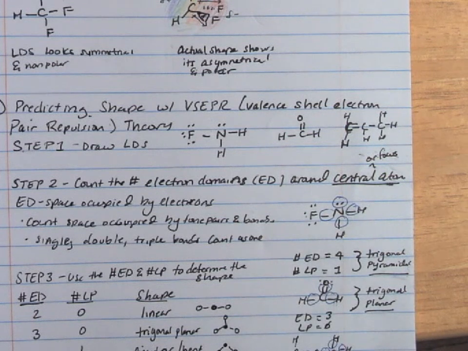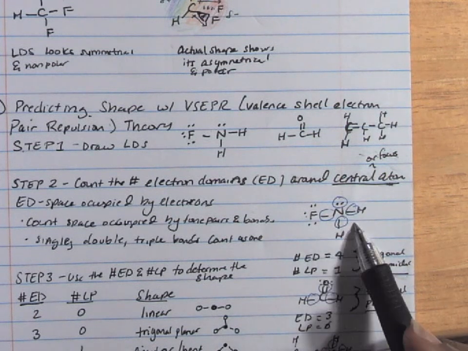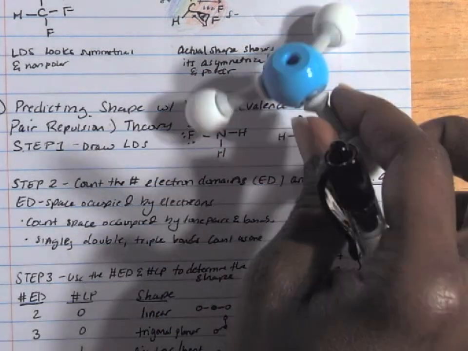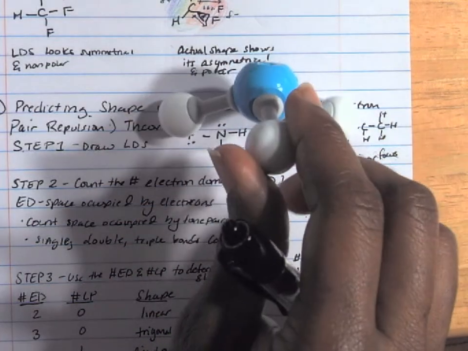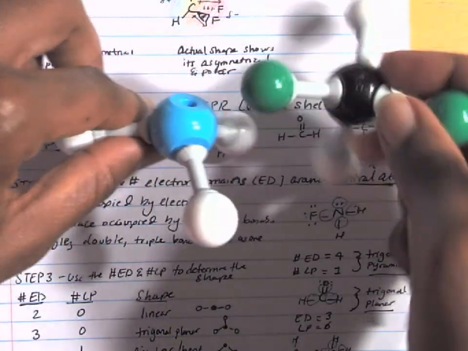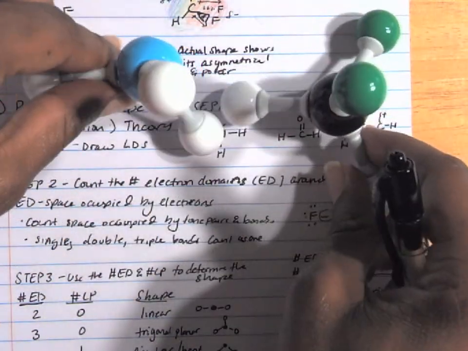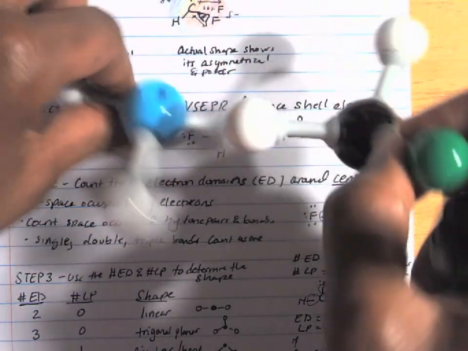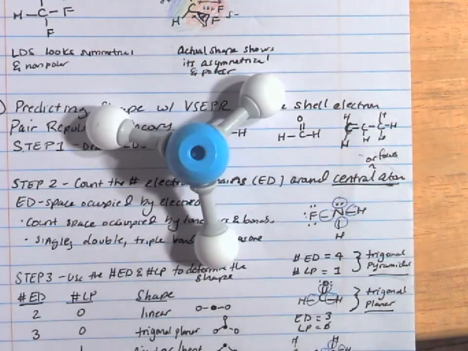So let's take a look at this structure. This structure is called trigonal pyramidal. And here's a model of that. A trigonal pyramidal essentially is a tetrahedral. So like here we have our tetrahedral. It's essentially a tetrahedral, but with the top taken off of it and replaced by a lone pair of electrons.